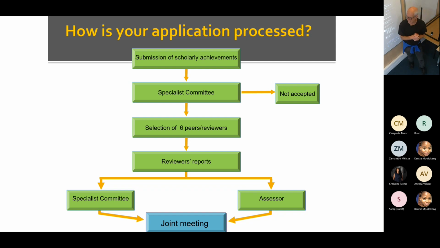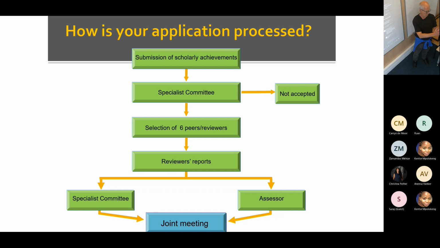Okay, so once the specialist committee has got the application, their first task is to select the reviewers. Used to be 8, it's now 6. It used to be 8, but it dropped to 6 because of fatigue. Too many applications, people are tired of writing reviews. So it's 6, and those 6 are selected in 2 ways.